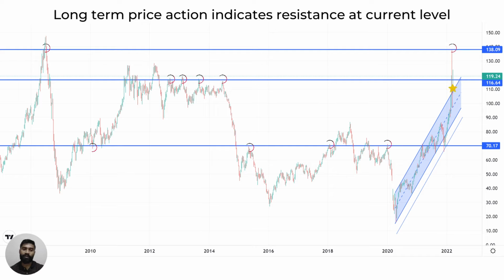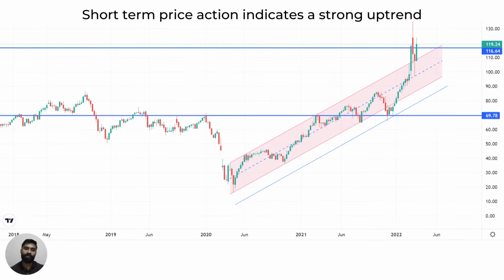So this is the long-term price action, and it is indicating resistance at the current levels, which is at around $116 to $120. When you look at the short-term price action, though, there is a strong uptrend present in the form of a parallel channel. And every time the price has hit the bottom line of the parallel channel, it has come back up to trade in the parallel channel.